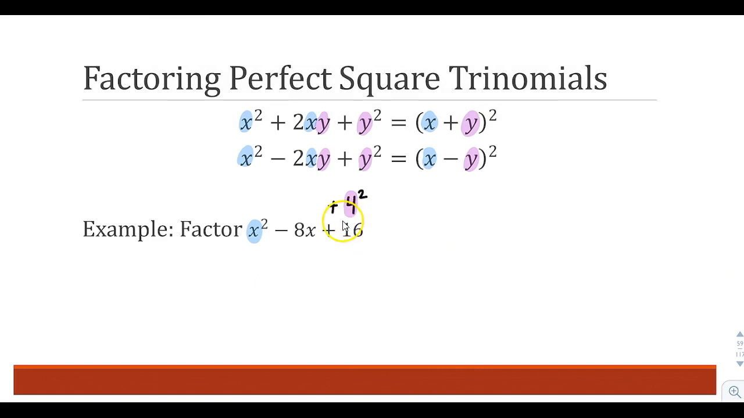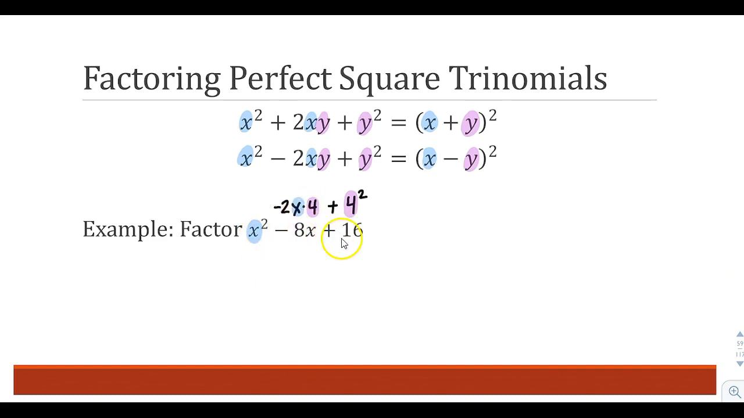Then this is a candidate for applying this formula, but I have to check this middle piece. So is this middle term, negative 8x, in this case it'd have to be negative 2, so is that negative 2 times the x value, and in this case the 4 value. So negative 2 times x times 4. So we're looking at the first value and that last value that are squared. So it absolutely is. Negative 2 times 4 is negative 8. So the middle term is this negative 2 and the x and the 4.